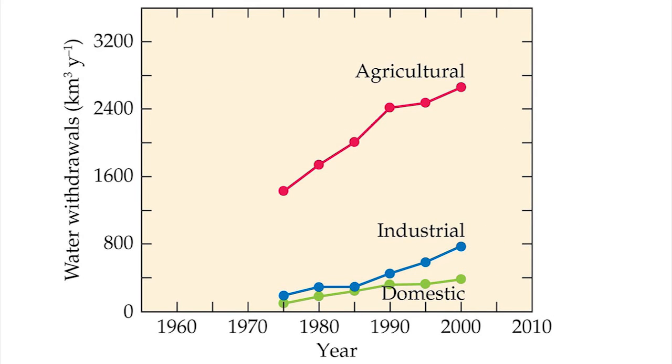Irrigated acreage and water withdrawals for agriculture have doubled over the past 25 years. Over the same period, water withdrawals for industrial and domestic purposes have increased fourfold, but they still account for less than half of the amount withdrawn for agricultural purposes.